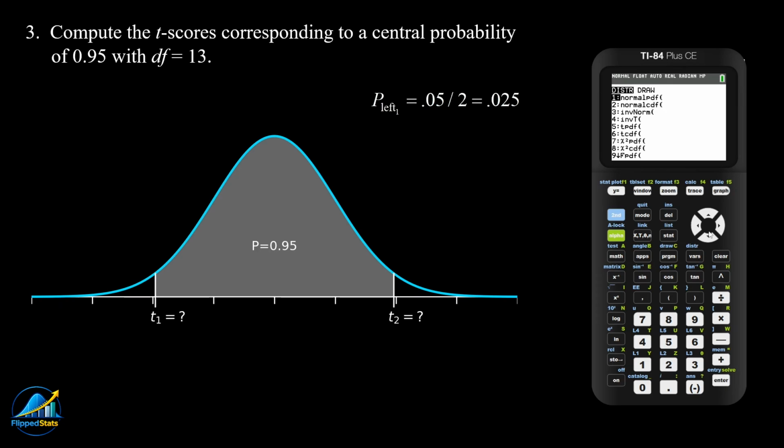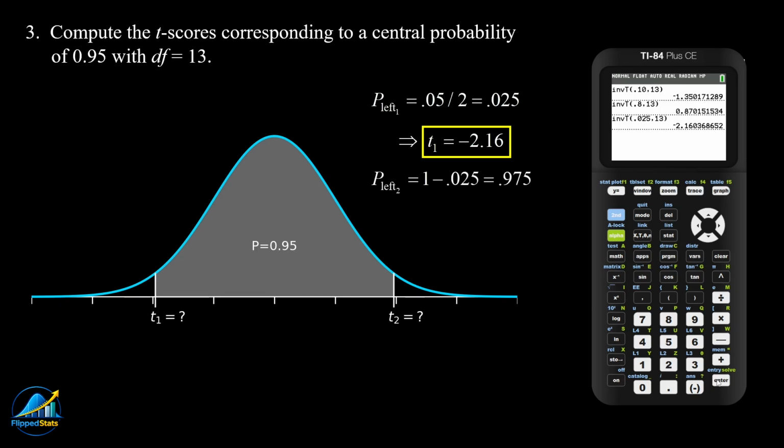So we go to our t distribution, and we enter a probability of 0.025 to the left of T1, and we find a t-score there of negative 2.16. Now we could argue that the other t value is just positive 2.16 by symmetry, but just to show the math, we can find the area to the left of T2 by taking 1 minus the area above T2. So 1 minus 0.025, and that gives us 0.975 or 97.5% of the distribution to the left of T2. We head back to our t distribution, put in an area of 0.975, and it came out like we expected. It turns out to be positive 2.16.